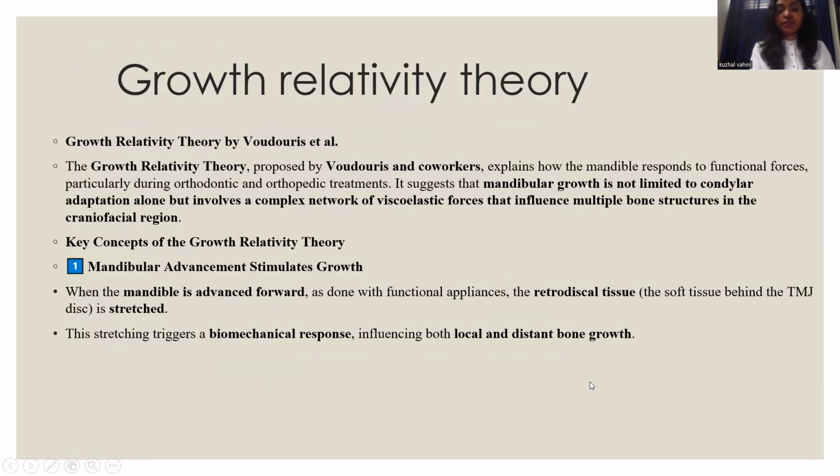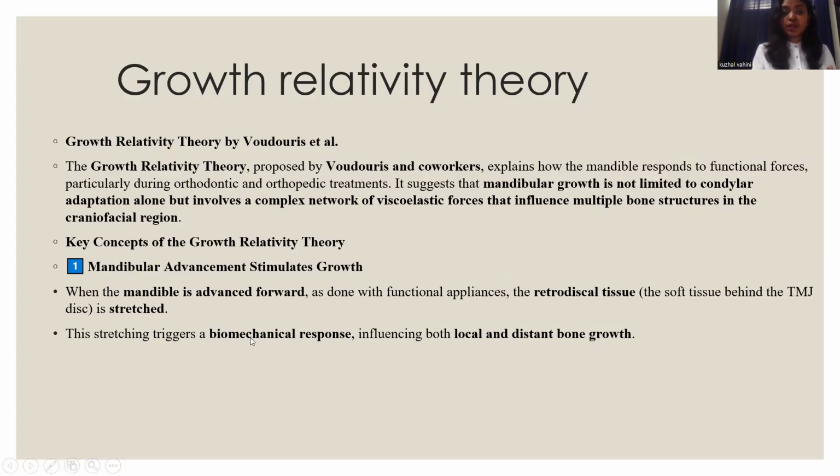Then we have the growth relativity theory, given by Woodruff et al. In this theory, he proposed how the mandible responds to functional forces, particularly during orthodontic and orthopedic treatment. He suggests that mandibular growth is not just limited to the condyle or condylar adaptation alone, but involves a complex network of viscoelastic forces that influence multiple bone structures in the craniofacial region.